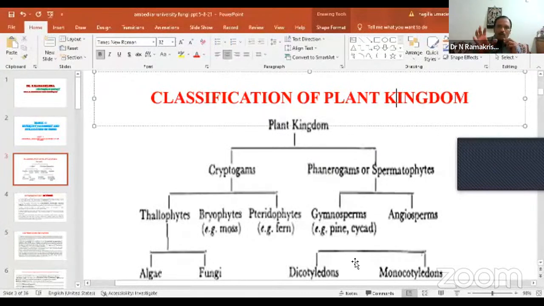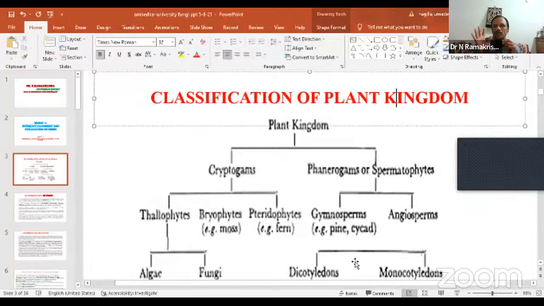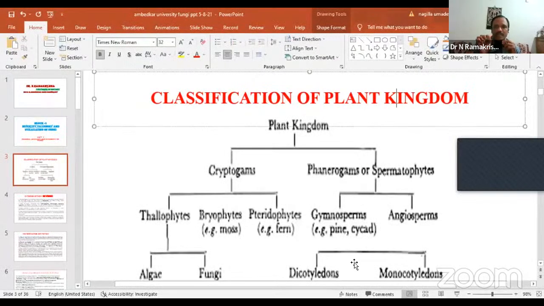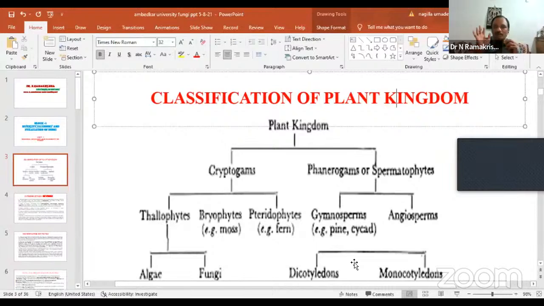All these cryptogams, according to plant structures, are again divided mainly into three sections. One is thallophyta, second is bryophyta, and third is pteridophyta. Cryptogams means non-flowering plants, which you look for near shady places, generally in rainy seasons. First in this group is thallophyta. Thallus means an undifferentiated plant body. Undifferentiated means there is no leaf and no other systems. We call that thallophyta.